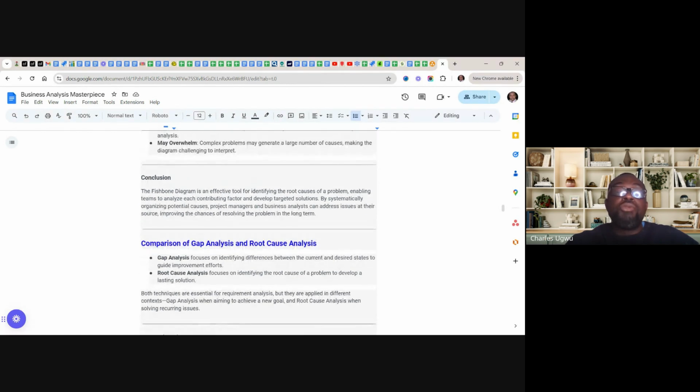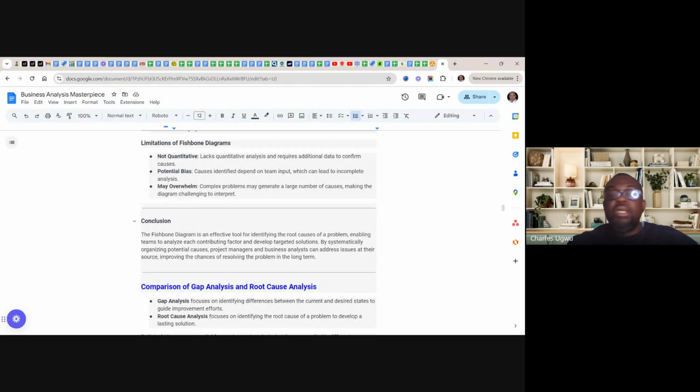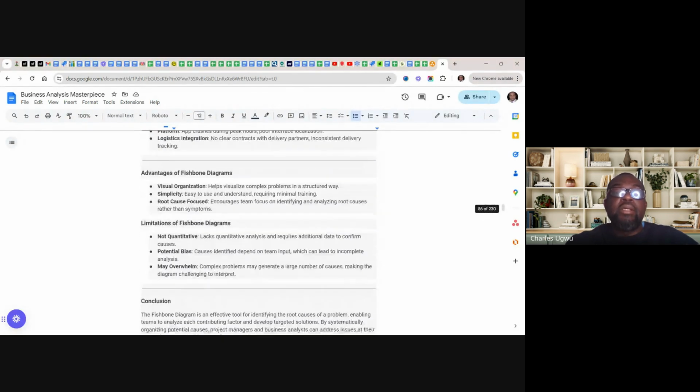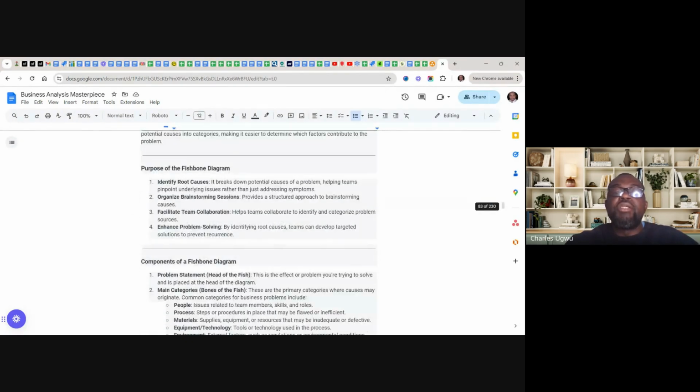If you don't know how to use root cause analysis, you can use gap analysis. If you don't know how to use gap analysis, you can use root cause analysis. If you have good knowledge of both of them and how to apply them, you become a pro. So that's it.